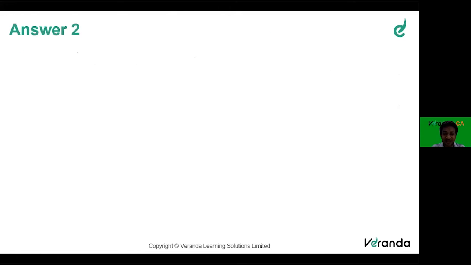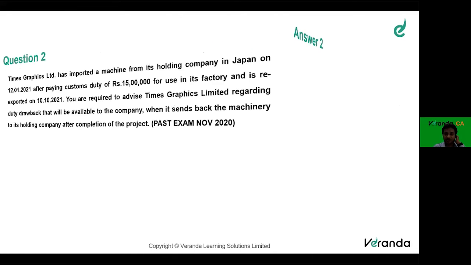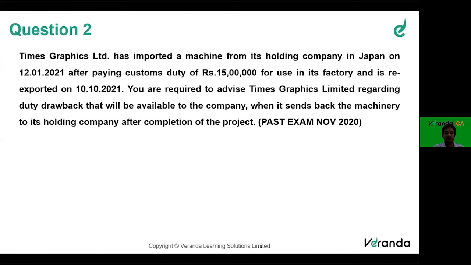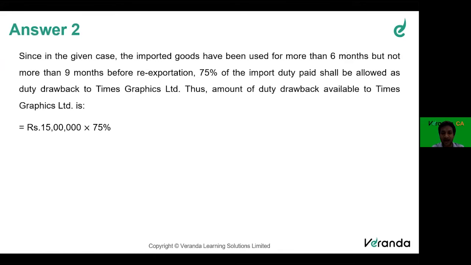So since in the given case the imported goods have been used for more than 6 months, but not more than 9 months, 9 months is not completed. So it is 6 to 9 months before re-exportation, and 75% of the import duty shall be allowed as drawback. Thus, the amount of drawback available to Times Graphic is 15 lakh rupees into 75%, which is 11 lakh 25 thousand rupees. So 75% of the drawback, they're getting it back.